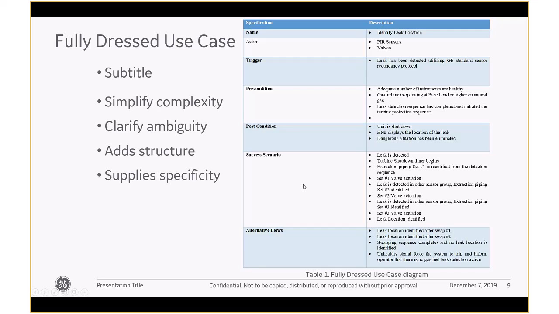Fully dressed use cases are incredibly important and useful in UML because they simplify complex issues, they clarify ambiguous scenarios, they add structure, and supply very specific details and steps of what a specific design is looking for or intending to accomplish.